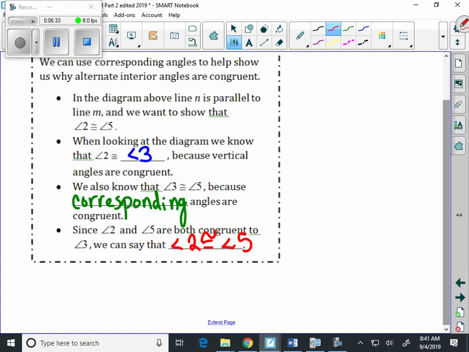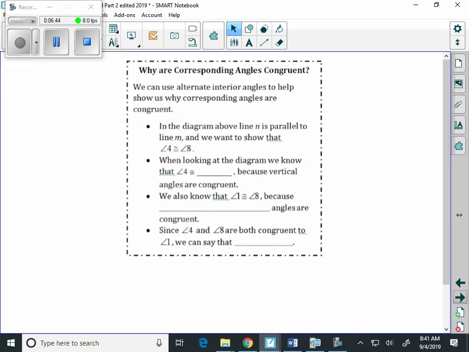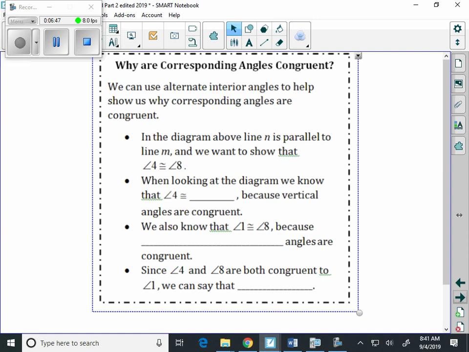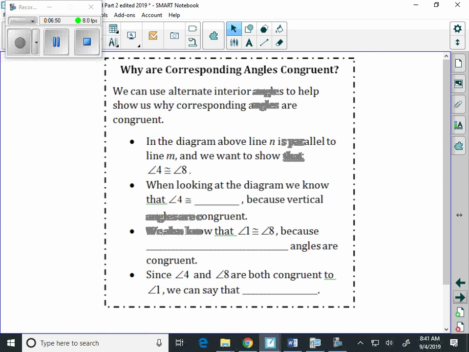And eventually, as we go throughout the year, we're going to be doing that without kind of this setup. But let's try one more here. Why are corresponding angles congruent? Well, it's going to be along the same lines. We're still looking at the same picture. It says we can use alternate interior angles to help show us why corresponding angles are congruent.